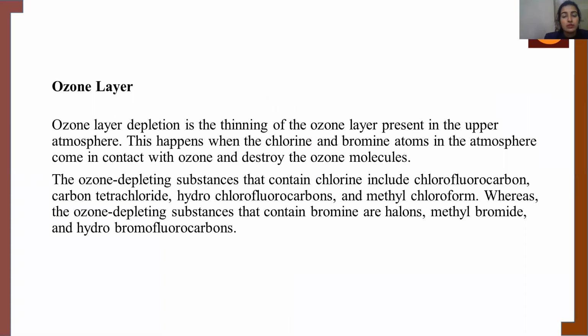Next, when we talk about the ozone layer, we know it is a blanket that covers the Earth's atmosphere. Nowadays we can observe ozone layer depletion. It is nothing but the thinning of the ozone layer present in the upper atmosphere. This happens mainly due to chlorine and bromine atoms in the atmosphere, which, when they come in contact with ozone, destroy the ozone molecules, causing depletion in the ozone layer.